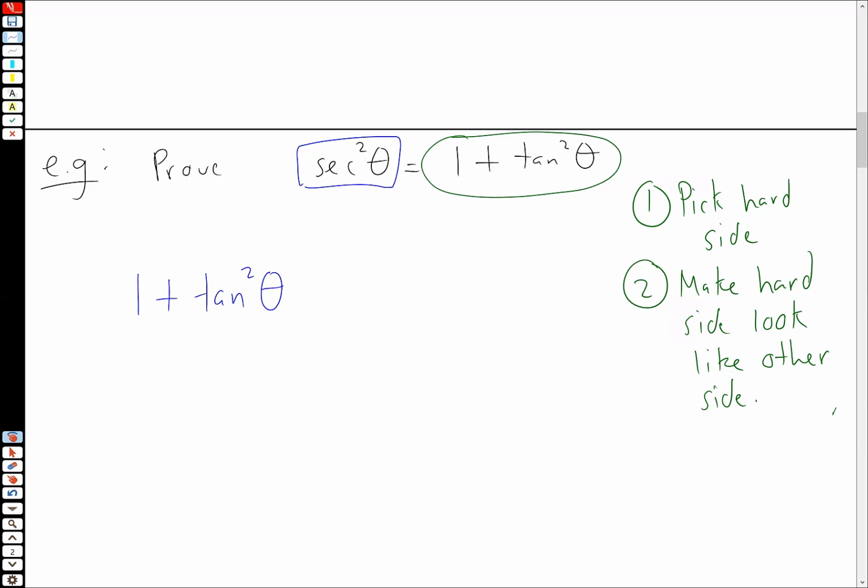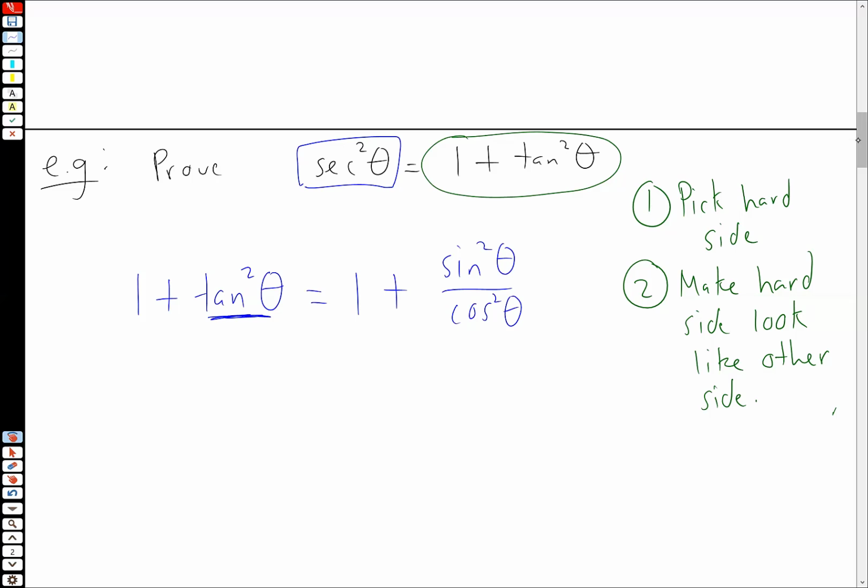Now, again, with trig identities, there's no clear-cut way of doing it. You just kind of have to try something and then go with it, and there's multiple ways of proving an identity. One method that you can try that's usually pretty good: convert everything to sines and cosines. So I'm going to take tangent here, and using the quotient identity, we can replace this with 1 plus, so tangent squared is sine squared over cosine squared.